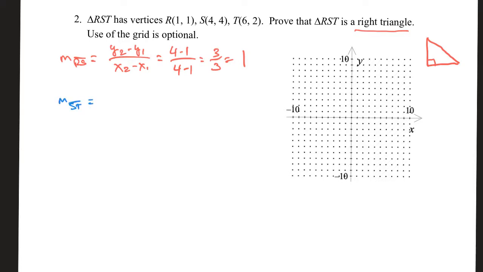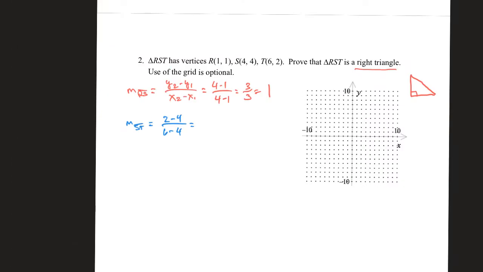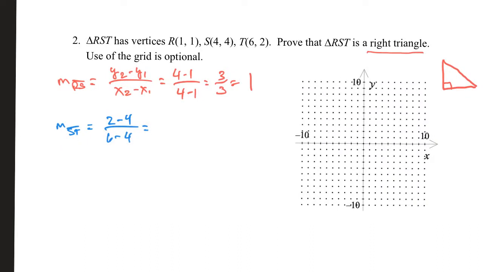ST. I'm just going to plug in right now, because I already wrote my formula. If I need to refer to it, it's right up there. So S and T, my y2 is 2, and I'm subtracting 4. And then I have my x2, which is 6, and I'm also subtracting 4. So 2 minus 4 is negative 2. Oops, hey now. There we go. 2 minus 4 is negative 2. 6 minus 4 is 2. So that gives me a negative 1 slope.